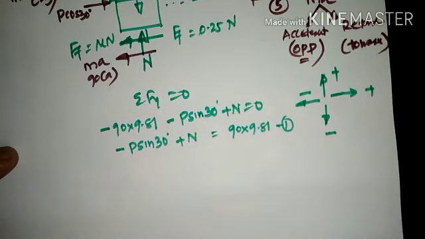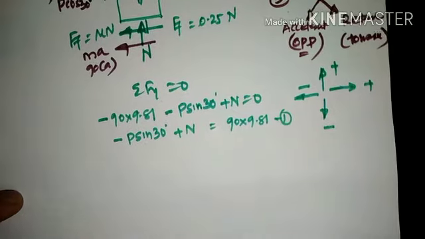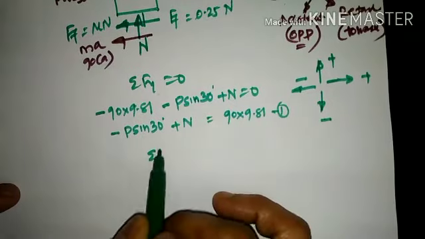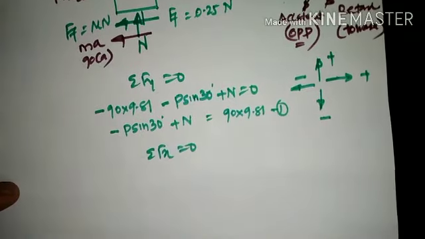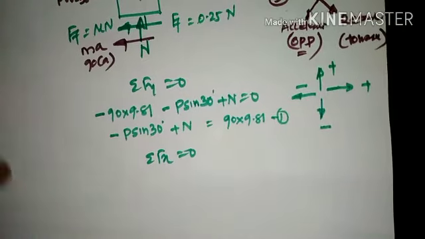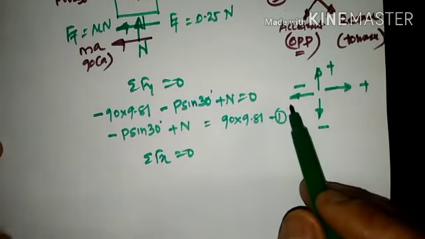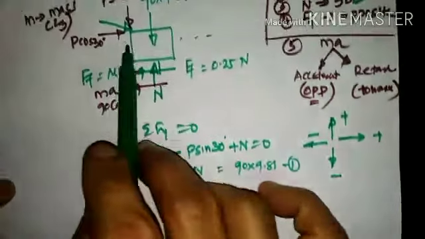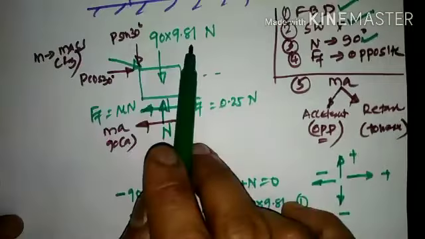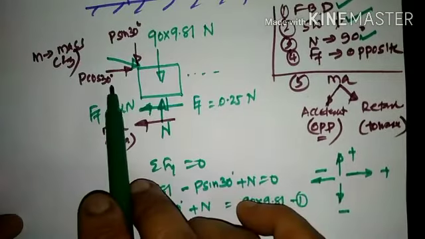As P and N both are unknown, we shall keep this equation as it is. Next, consider summation Fx equal to 0. If we consider summation Fx equal to 0, all right hand side forces are positive and all left hand side forces are negative. Refer back to this particular diagram now. This is a force parallel to y direction, and it also has a force parallel to x direction, which is on the right hand side.